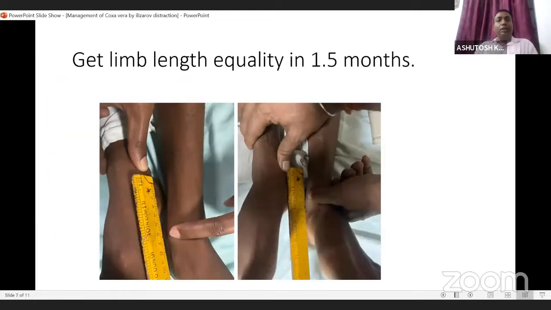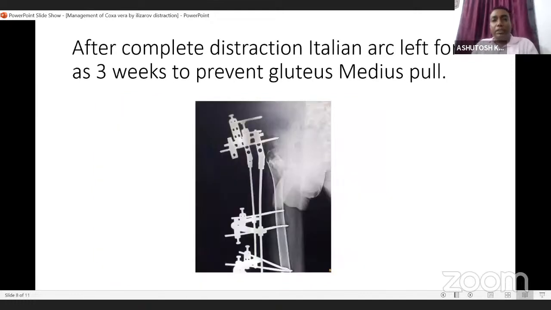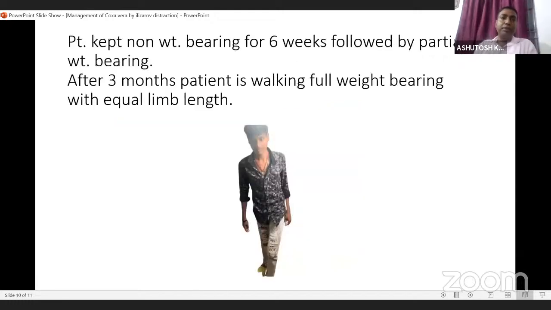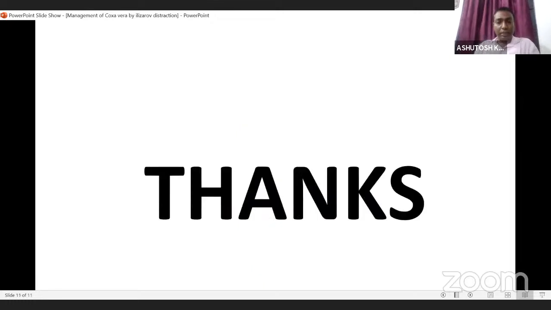So we got limb length equality in 1.5 months. After complete distraction, the arc is left for 3 weeks to prevent the gluteus medius from pulling. After 3 weeks, the Italian arc is removed, followed by abduction osteotomy and DHS plate applied. The patient was kept non-weight bearing for 6 weeks, followed by partial weight bearing. After 3 months, the patient is walking full weight bearing with equal limb length. Thank you.